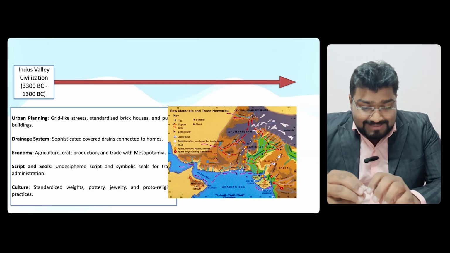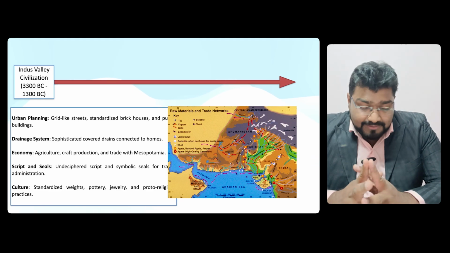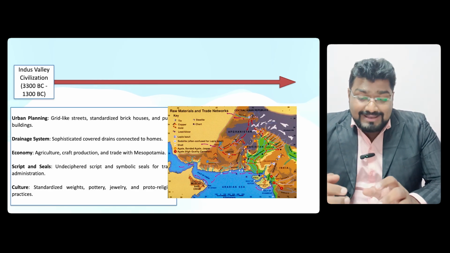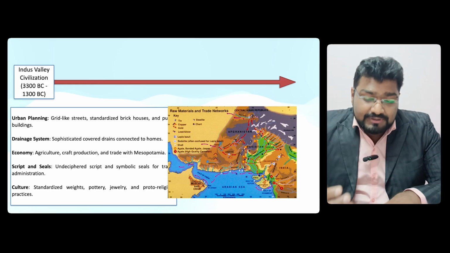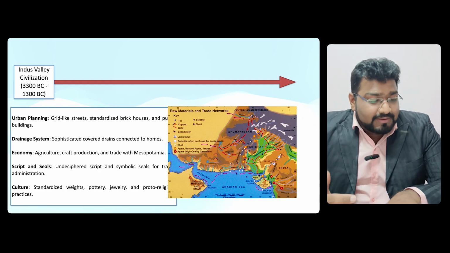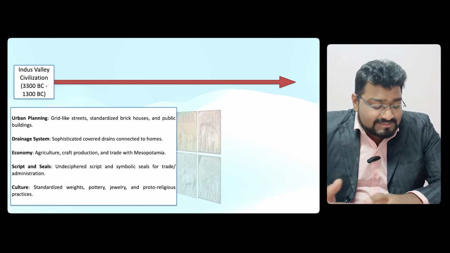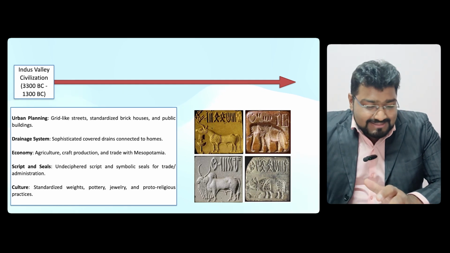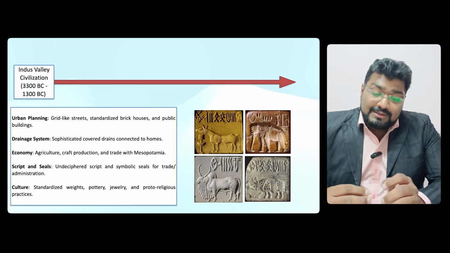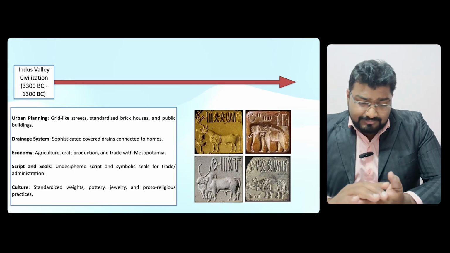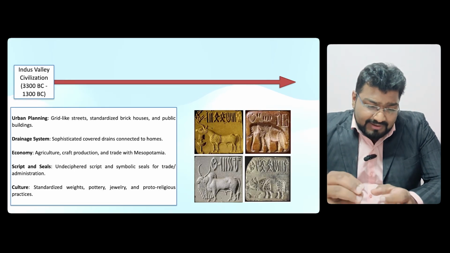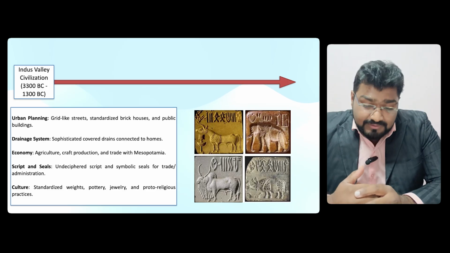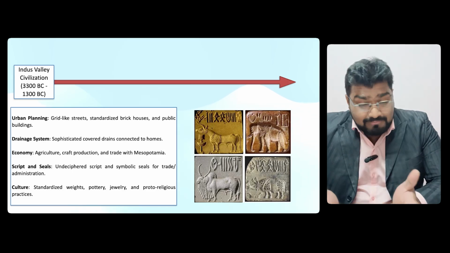Okay, so these city dwellers weren't isolated. Seals from Harappa have been found in Mesopotamia, and they were India's first exporters, you can say. Okay, now coming to scripts and seals. Scripts are yet undeciphered, and symbolic seals were there for trade and administration. Now, you need to remember that symbols were carved into the seals, but yet they are undeciphered. What were they saying? We may never know.